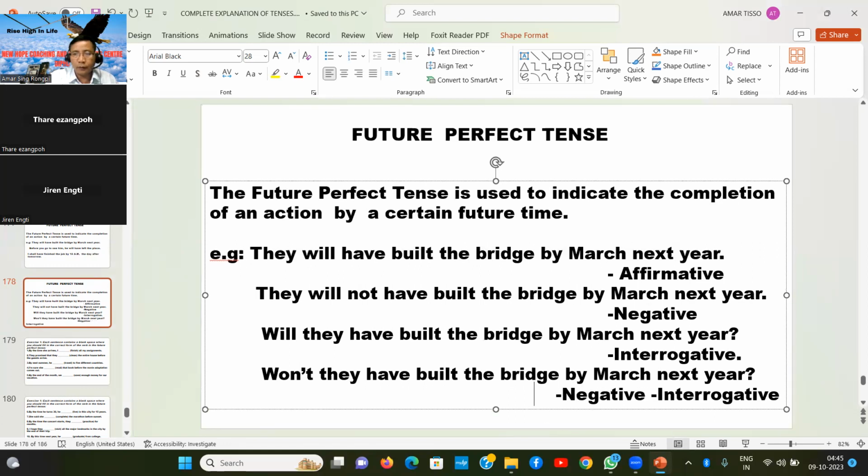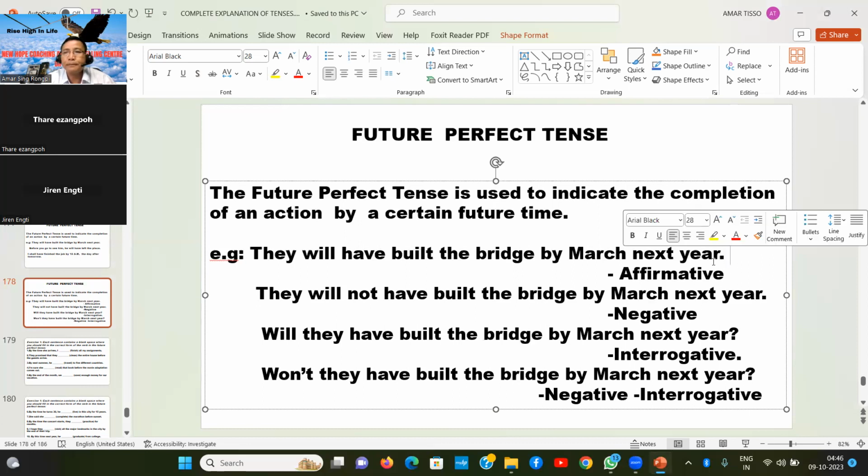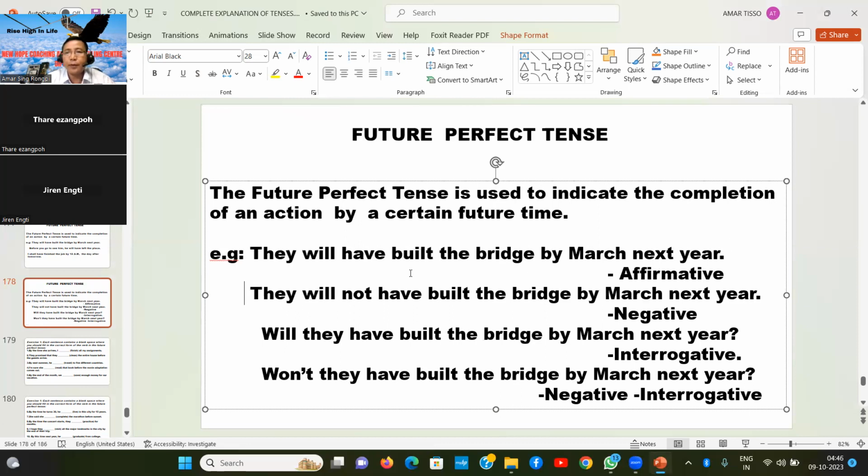Okay, we have all the four kinds of sentences, and now even the question tag will be like before. Simply we have to use will and won't. Here, they will have built the bridge by next year. The question tag will be in the first sentence. Okay, let me remove this. Are you writing this? No, I screenshot.